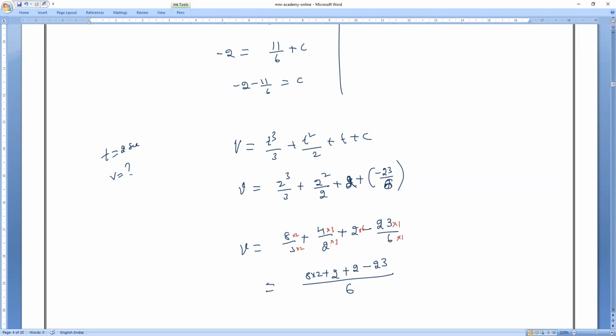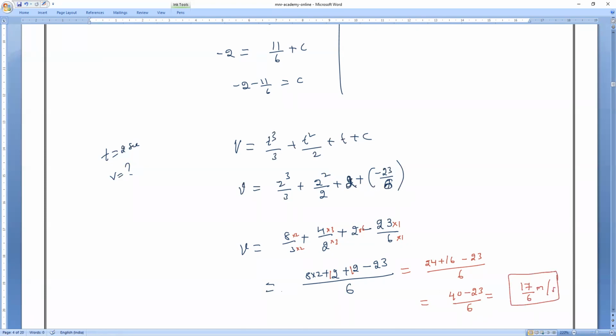4 threes are 12, so 12 divided by 12, plus here 2 sixes are 12. Twos are how much? 12. So which is equal to 24. 24 plus 16, how much? 40. 40 minus 23 divided by 6, which is equal to 17 minus 23 divided by 6. The answer is 17 by 6 meter per second.